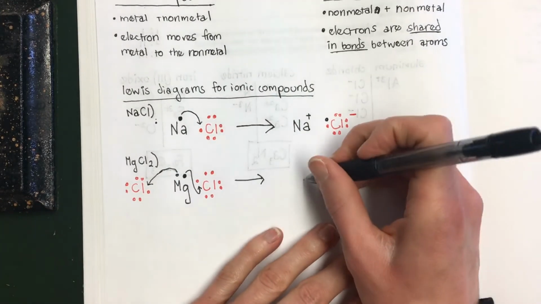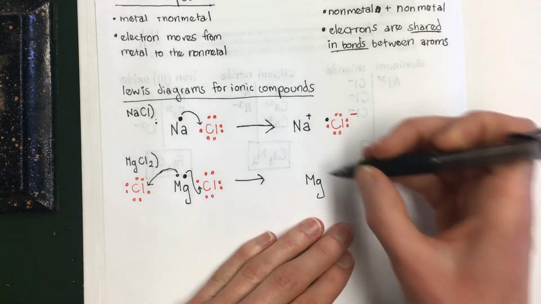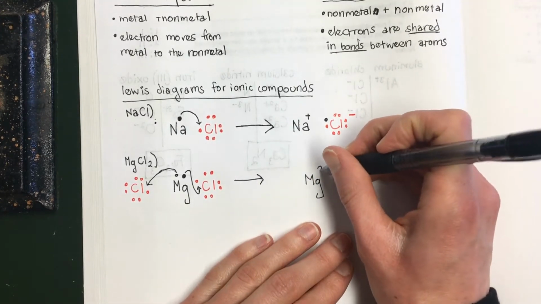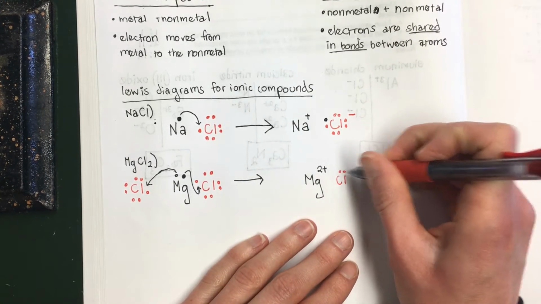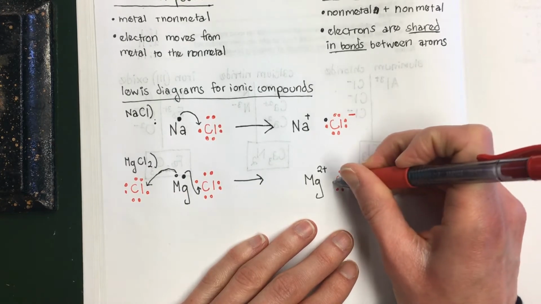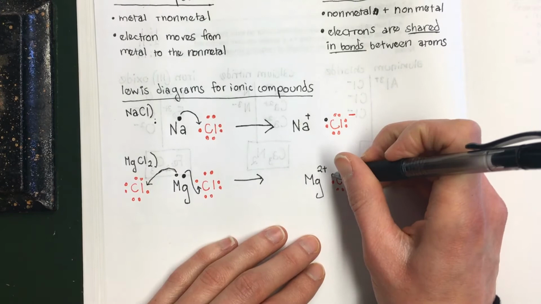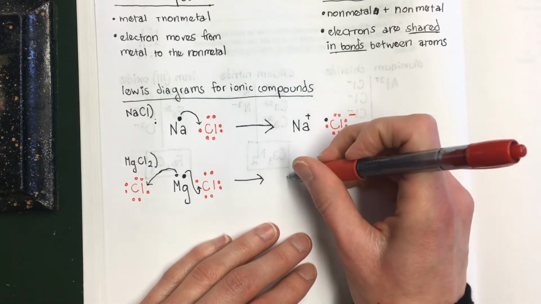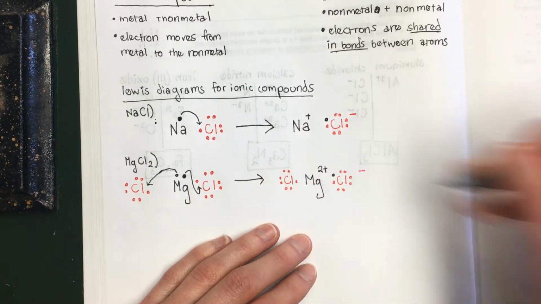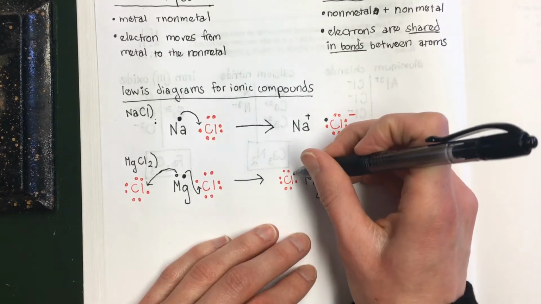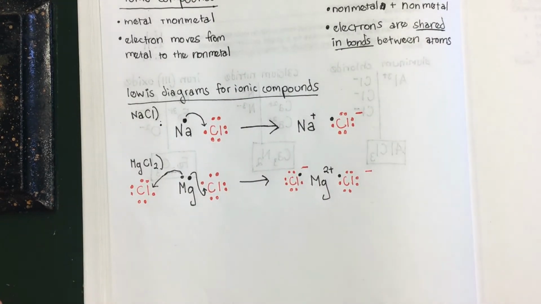So when we redraw it, magnesium has lost 2 electrons, so now it's a positive 2, and both of the chlorines have gained 1 electron, so they are both negative 1. Okay, and this matches what we know about the charges.